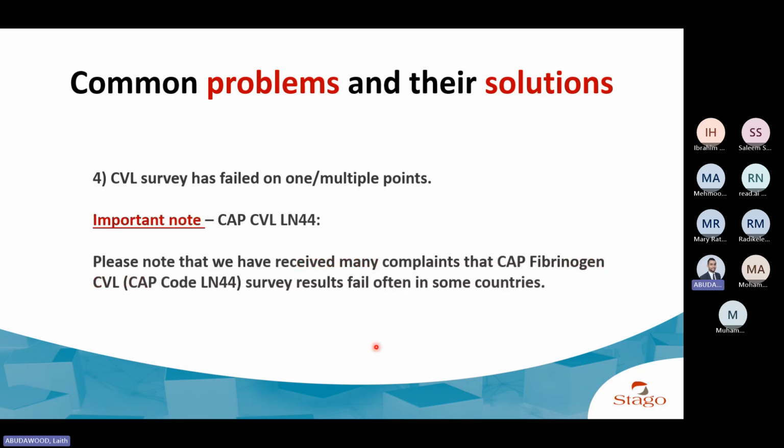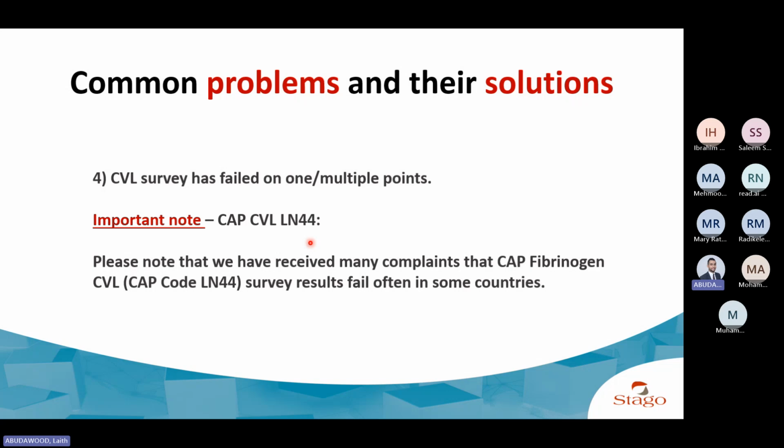Now, if you remember, I told you we have one particular issue with CAP samples which are supposed to be frozen, which are received thawed by some customers. Now, this is the CAP CVL survey with the code LN44. LN is linearity. LN44 survey is for fibrinogen from CAP. LN44 is supposed to be received frozen.